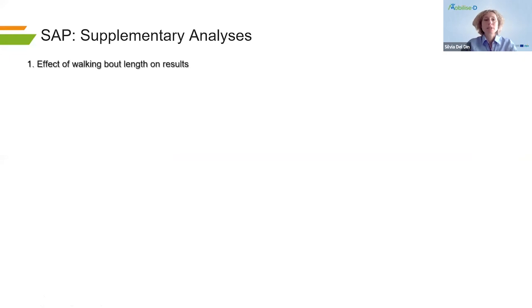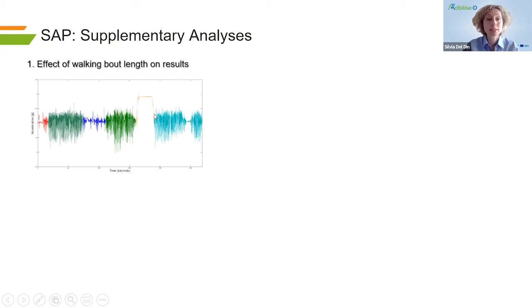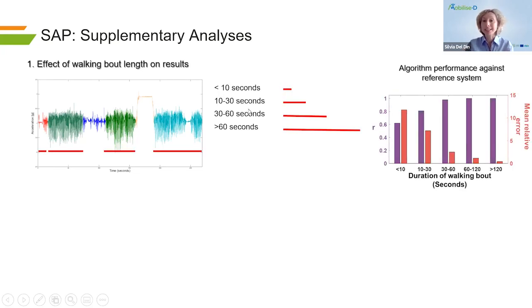We're also going to look at some supplementary analysis. We're going to look, first of all, at the effect of walking bout length on the results. As we know, when walking, we can have a variety of walking bouts that have different lengths. So we're going to look at specific thresholds, for example, walking bouts that are very short and might be more challenging and more noisy. So less than 10 seconds, 10 to 30, 30 to 60, and over 60 seconds. And we're going to look at the algorithm performance against the reference system, looking at, for example, how this can change depending on the walking bout duration. And we might see that obviously errors might be higher for very short walking bouts and so forth.